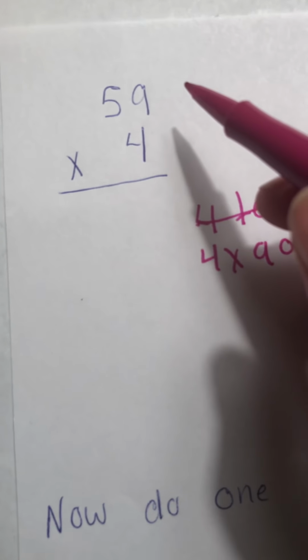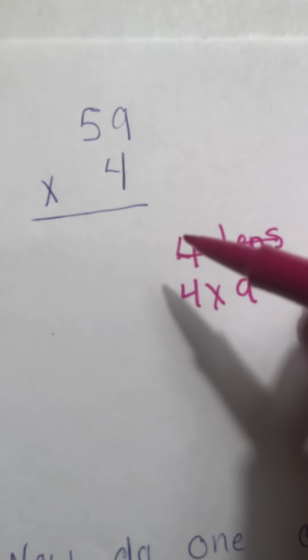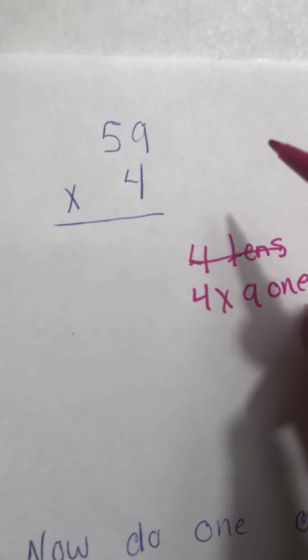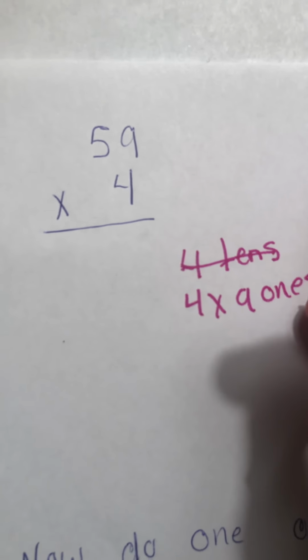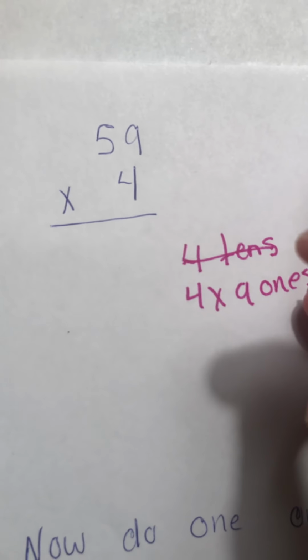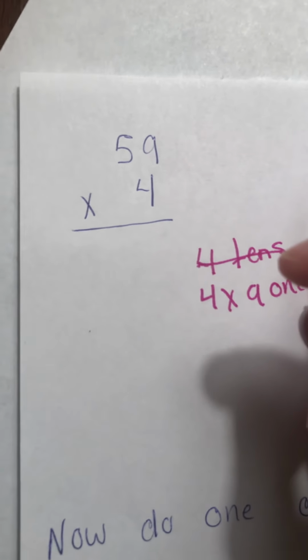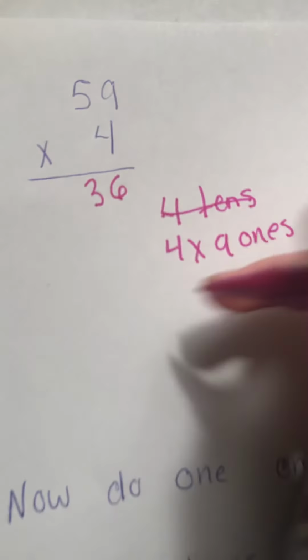Let's think about our multiplication for a second. Let's see. 4 times 1 is 4. 4 times 2 is 8. 4 times 3 is 12. 4 times 4 is 16. 4 times 5 is 20. 4 times 6 is 24. 4 times 7 is 28. 4 times 8 is 32. 4 times 9 is 36. Which means I'm going to take this, I'm going to write a 36 right there.